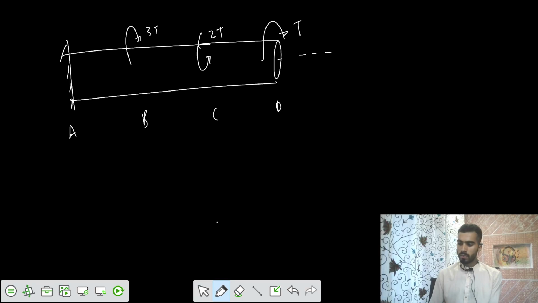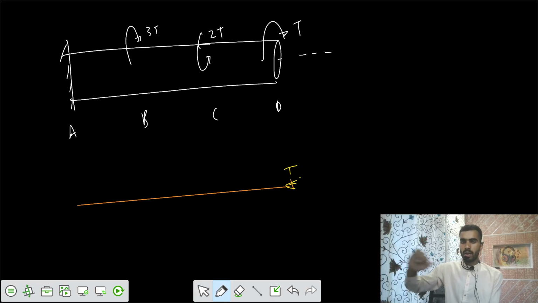Now let's have the line diagram. Your T is clockwise, which means the thumb points towards the cross section. After that, you have anti-clockwise 2T, which means the thumb points away, outwards in this way. This is 2T. And after that, you have clockwise 3T, which means in this way, 3T.